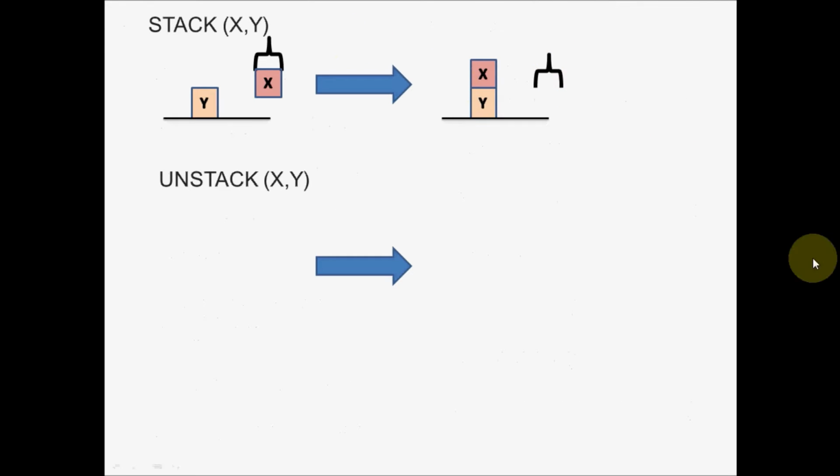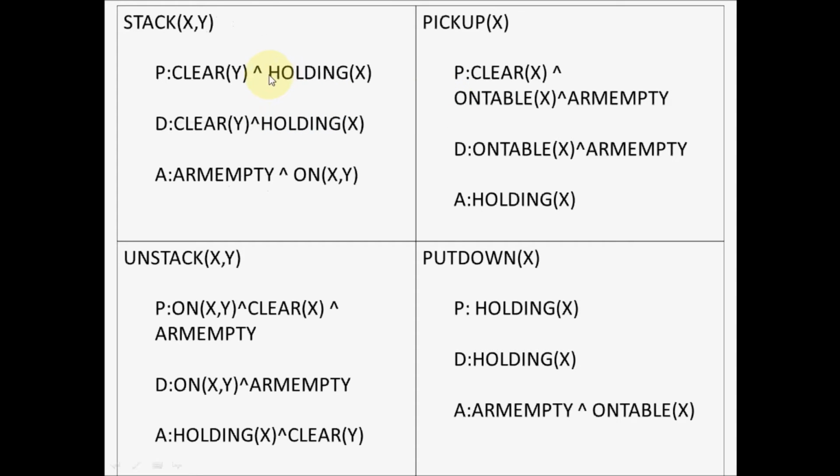Is the robotic arm still holding block X? No, X is on Y and the arm is empty. So that predicate is also false. So holding X is also false. So you add that to the delete list.